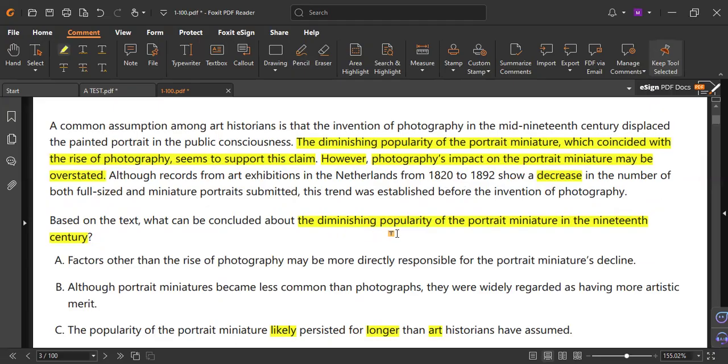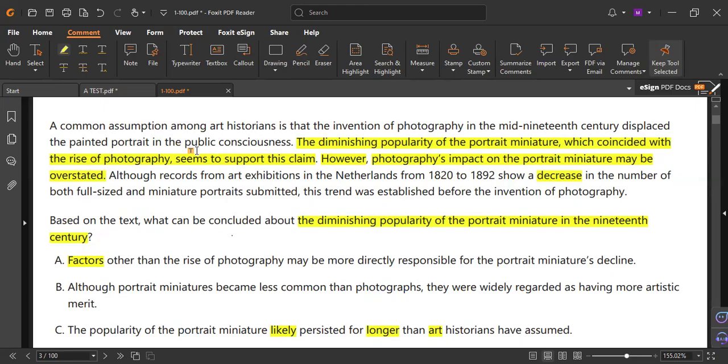So what happened between the diminishing in the 19th century? Here he said factors other than the rise of photography may be, because he said overstated. So perhaps we have other factors that lead to a decrease in photography, not something else. You see, not the miniature only.